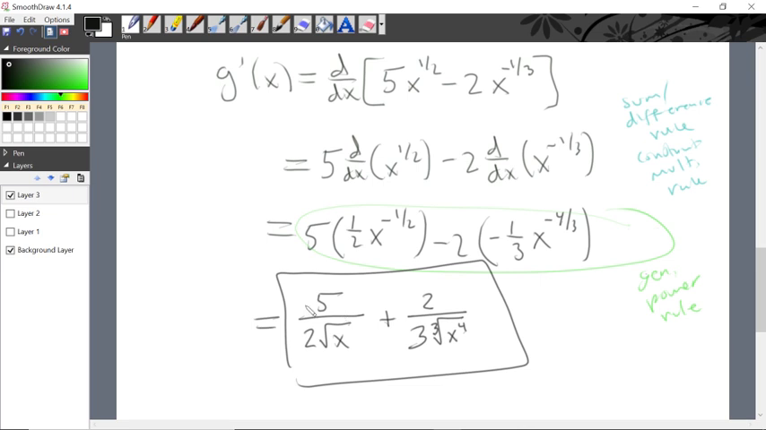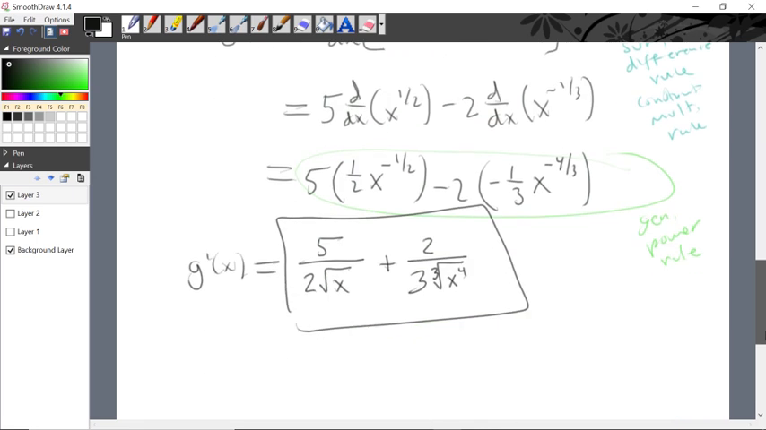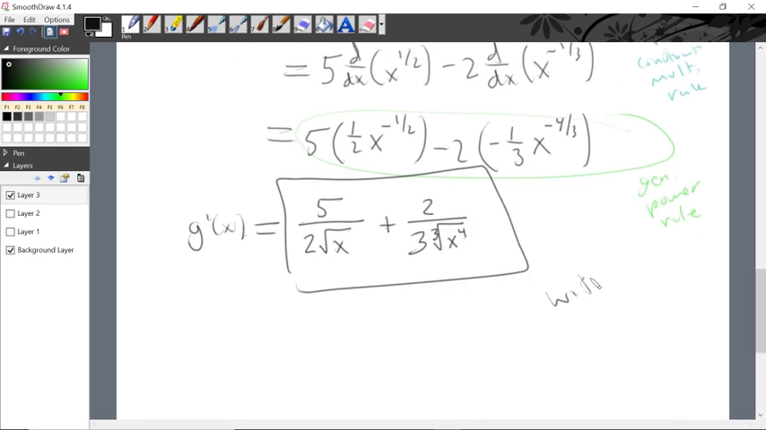What did we find? We just found the derivative of this function, and we did it without the limit.